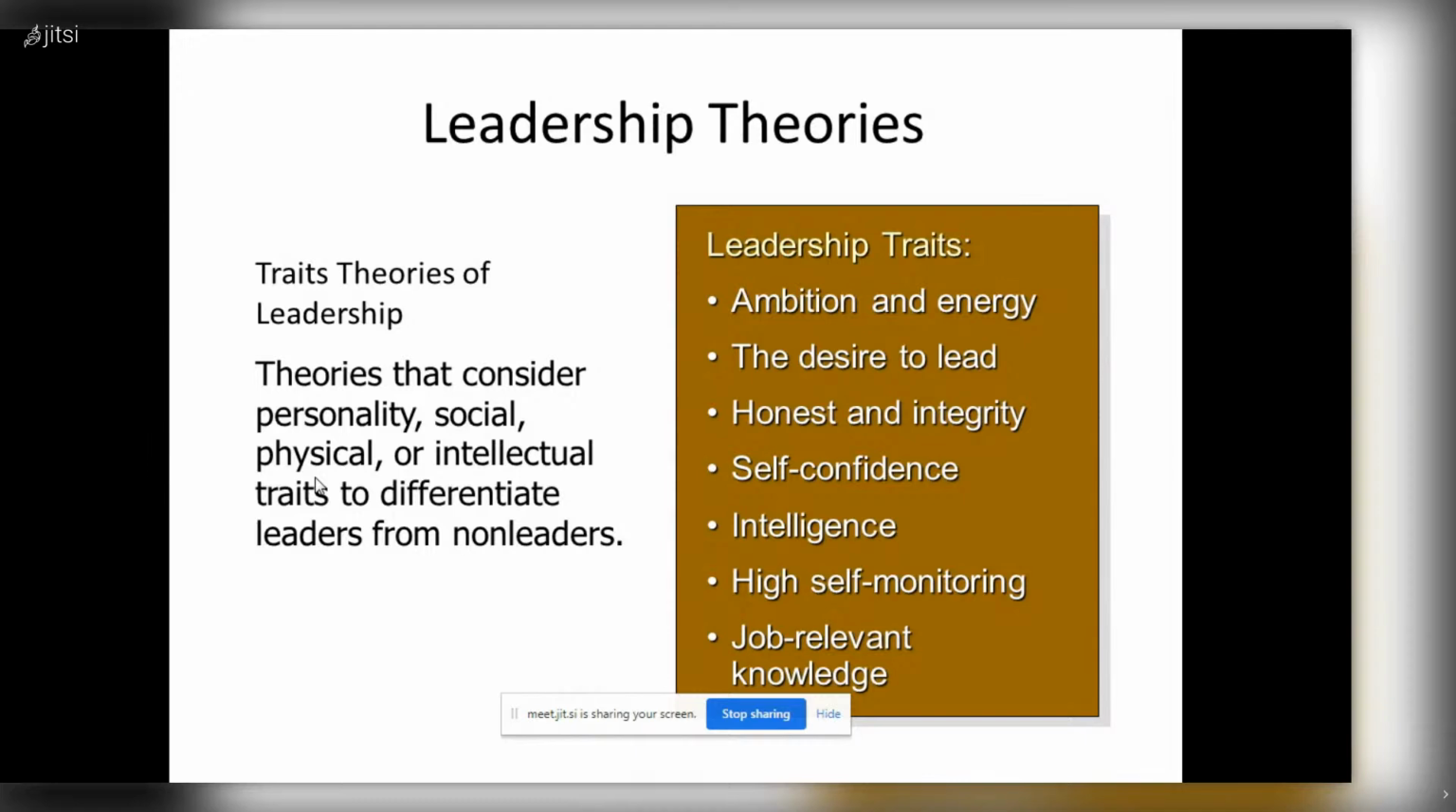The next one, job relevant knowledge. If you observe effective leaders, they have a high degree of knowledge about the organization's area, or sometimes technical matters. Their in-depth knowledge allows leaders to make well informed decisions, and they are able to understand the implications of those decisions. Extraversion: leaders are energetic, lively people, they are sociable, assertive, and very rarely silent or withdrawn.